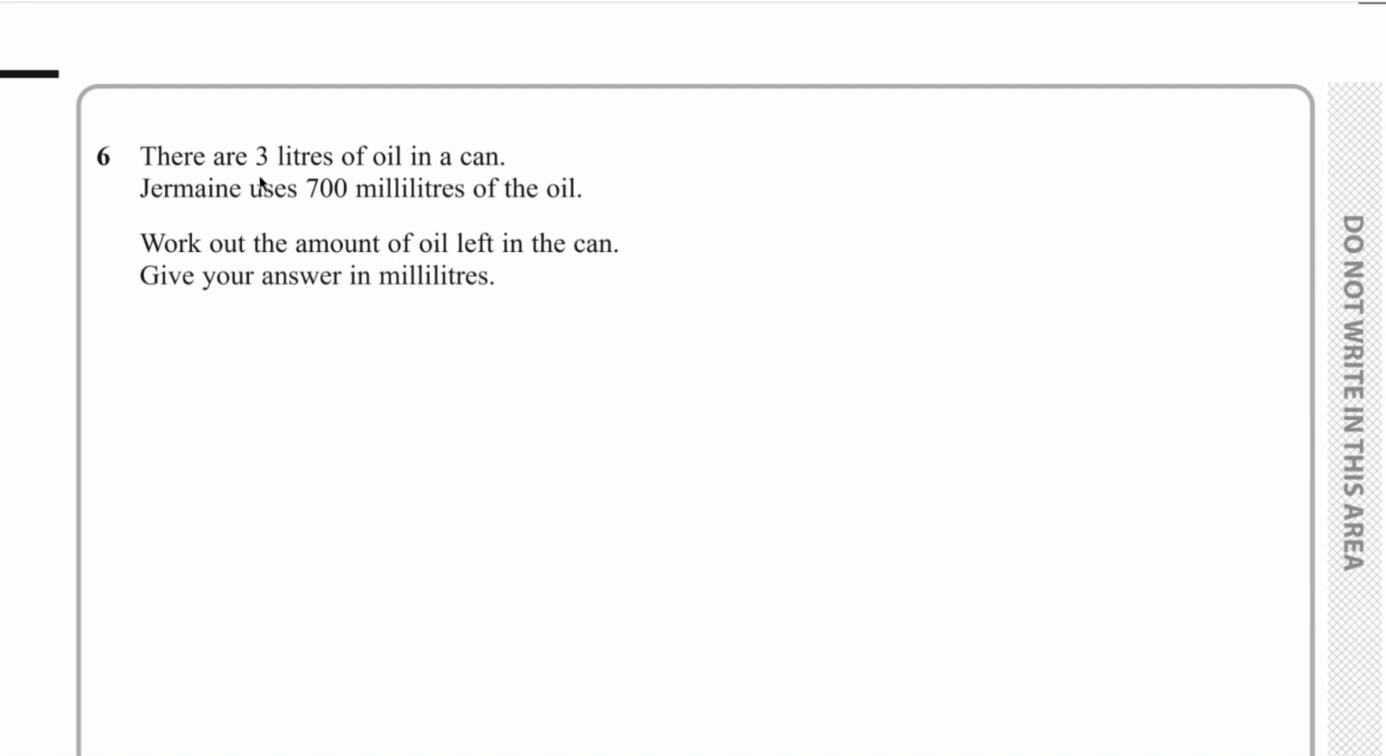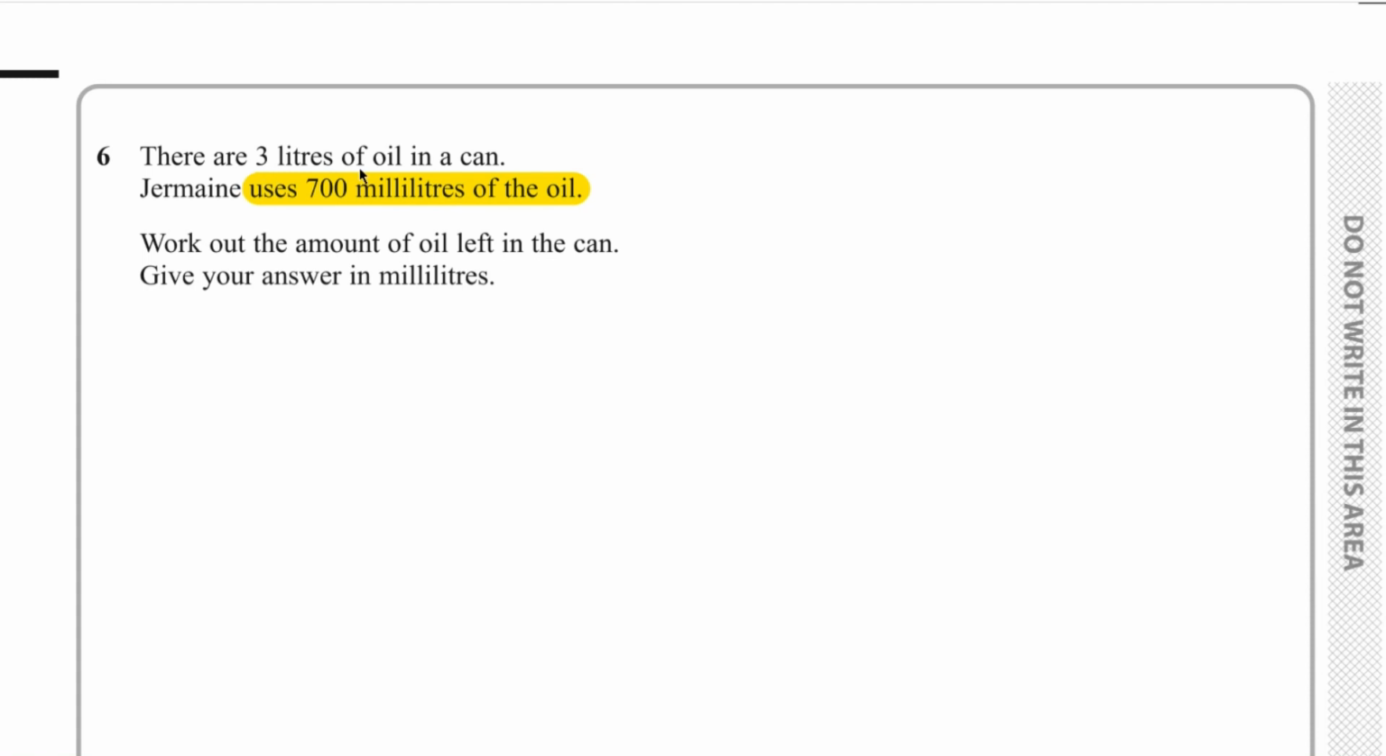Question 6. There are 3 litres of oil in a can. Jermaine uses 700 millilitres of the oil. Work out the amount of oil left in the can. Give your answer in millilitres. To begin with, we know that Jermaine uses 700 millilitres of the oil.